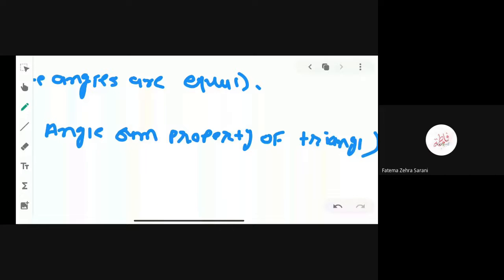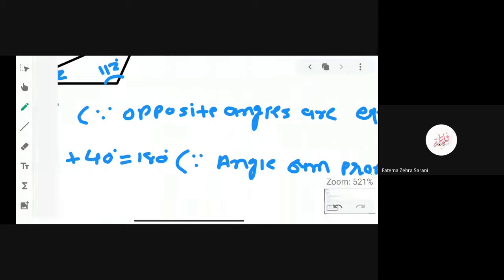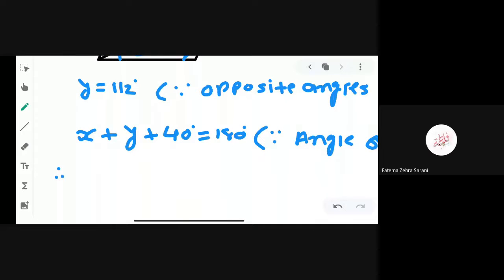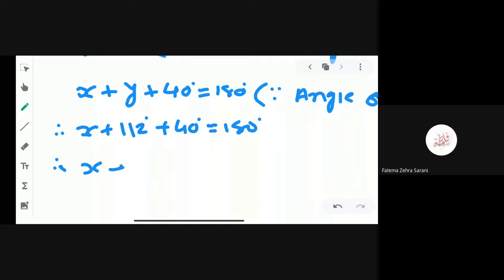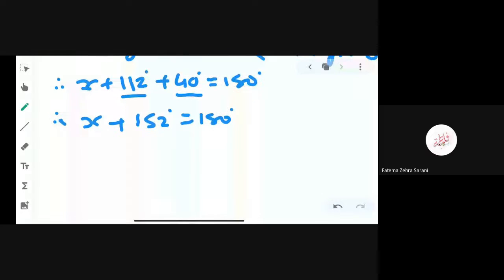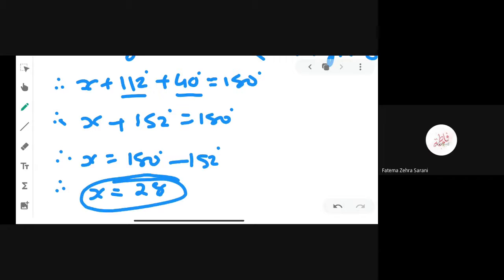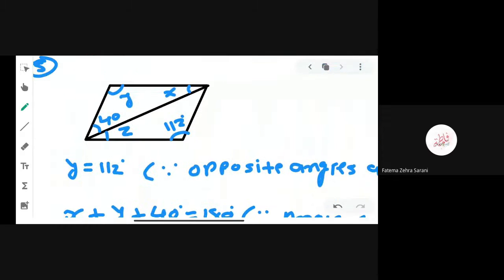We get y is equal to 112 degrees. So we are putting the value: x plus 112 degrees plus 40 degrees is equal to 180 degrees. So what is the answer? x plus 112 plus 40, 152 degrees is equal to 180 degrees. So x is equal to 180 degrees minus 152 degrees. So we get x is equal to 28 degrees. Clear all of you? Yes, sir.